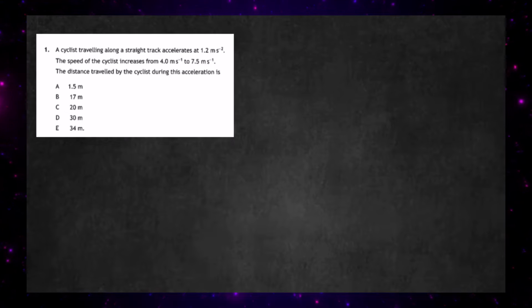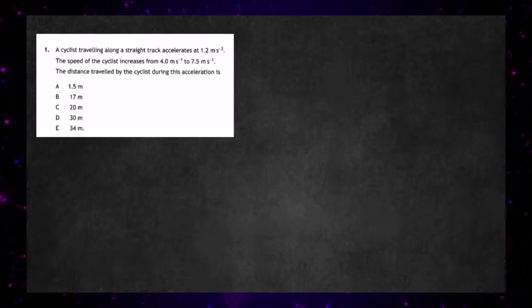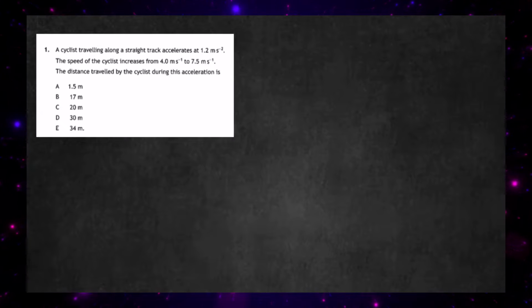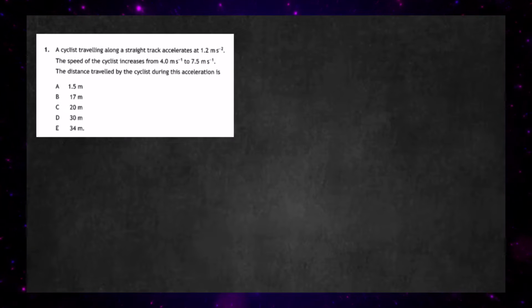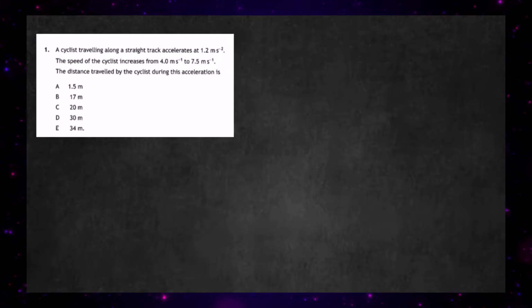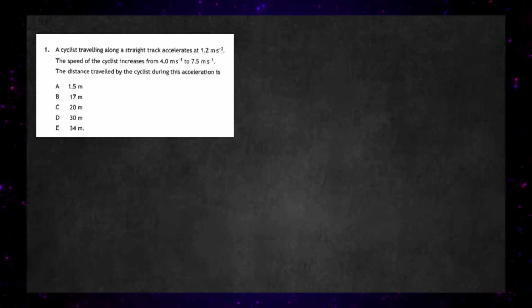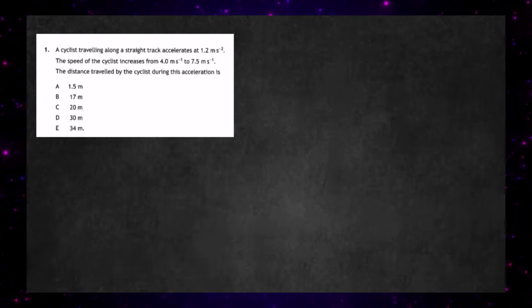Question 1 from the multiple choice of the 2024 Higher Physics exam from the SQA. A cyclist travelling along a straight track accelerates at 1.2 metres per second every second. The speed of the cyclist increases from 4 metres per second to 7.5 metres per second, and we're asked to find the distance travelled by the cyclist during this acceleration. This is a kinematics one.